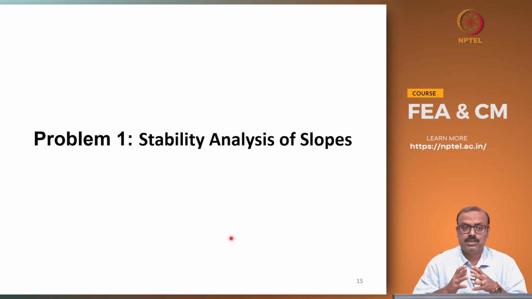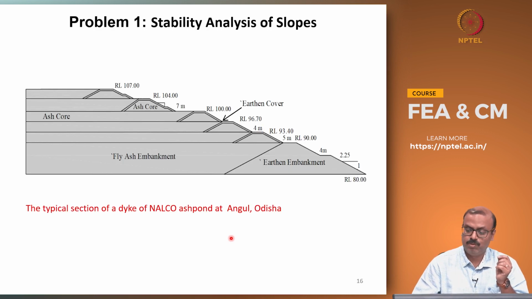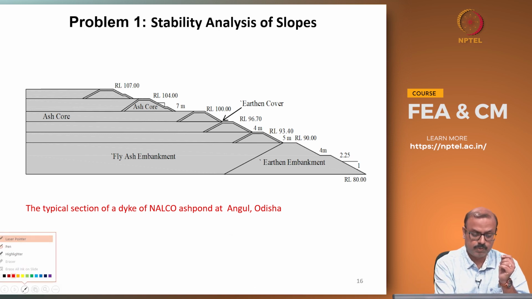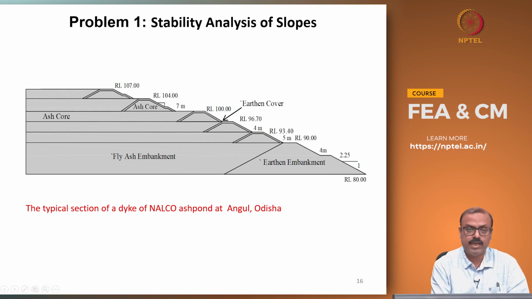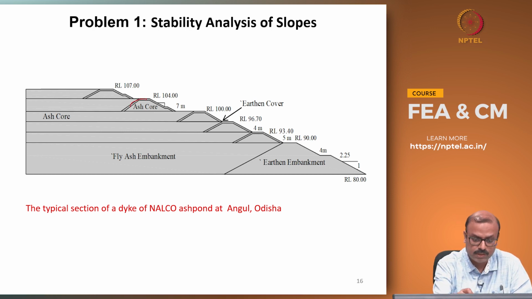So let us see some examples where we can use this type of finite element analysis to study geotechnical problems. We start with a simple one where we will analyze a slope stability problem. This is a typical slope which we use for any kind of embankment purpose. It can be like an ash pond type of thing. So basically this is an ash pond. You can see there is an ash core, and this is the earthen embankment.